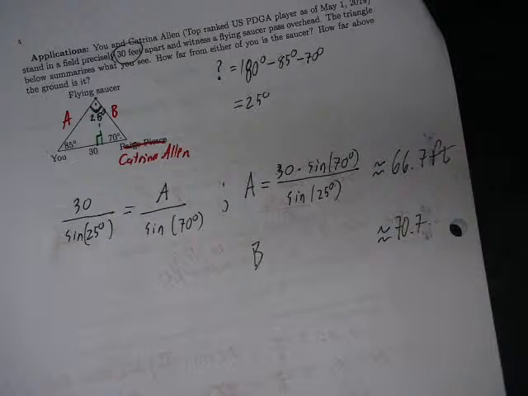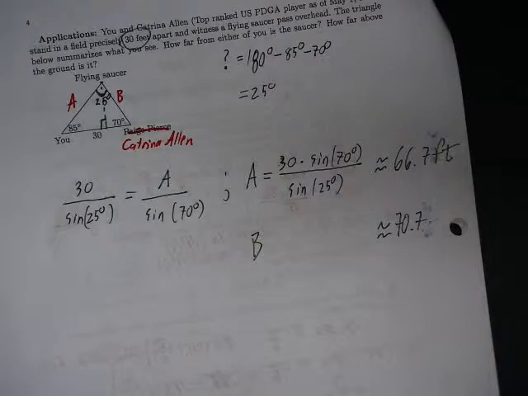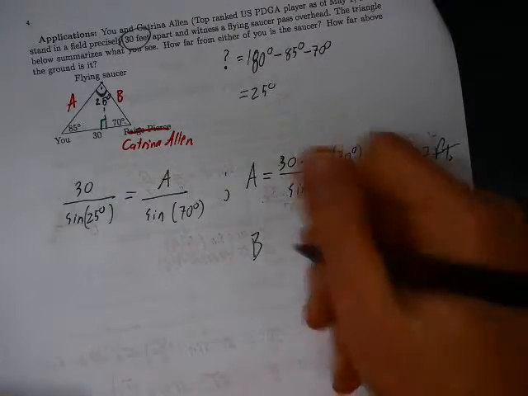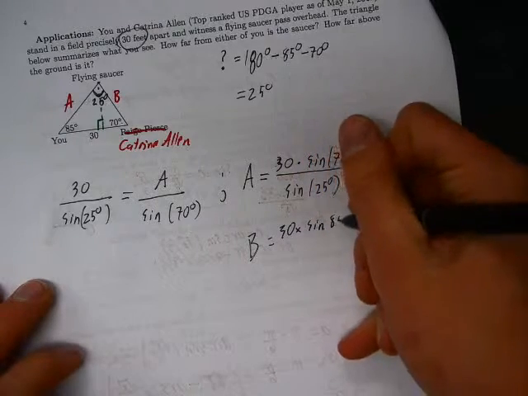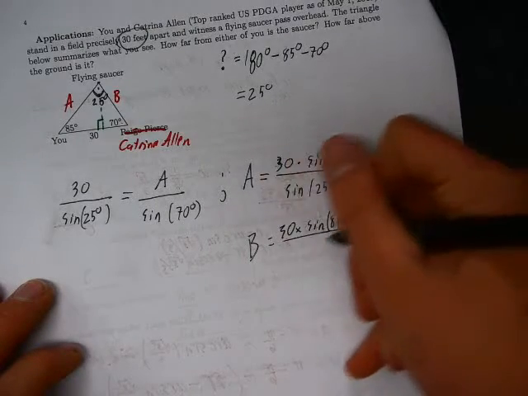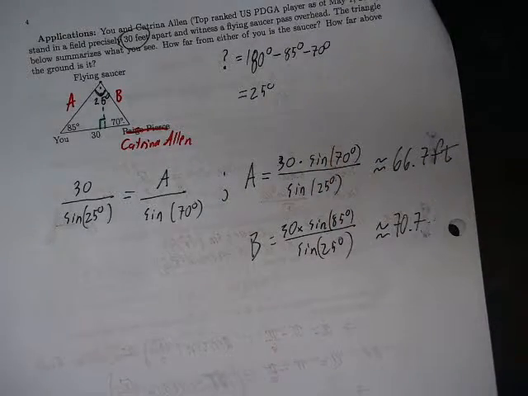What did you get for the exact value? Something that looked about like this: 30 sine 85 over sine 25. Cool. So there's how to compute the side lengths A and B. But there's one other thing that's asked. How far above the ground is the flying saucer?